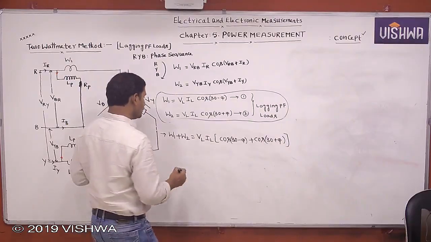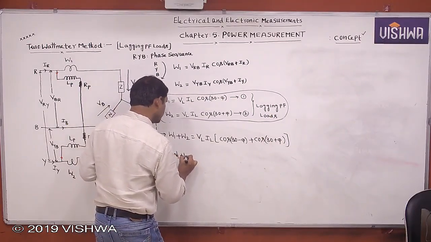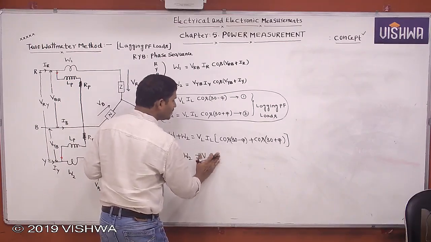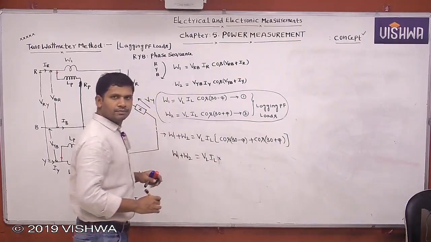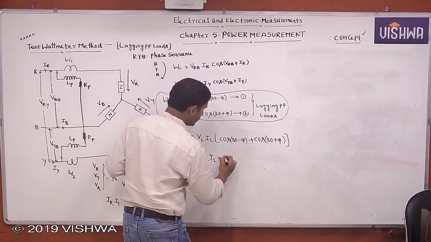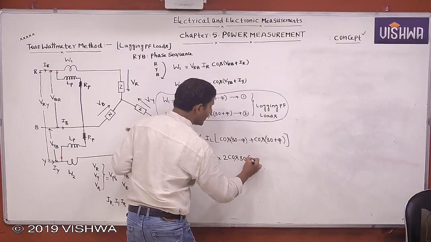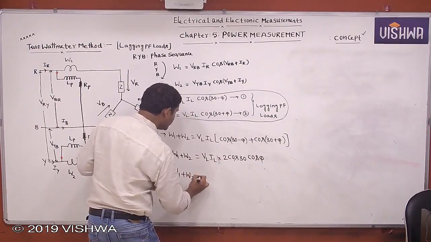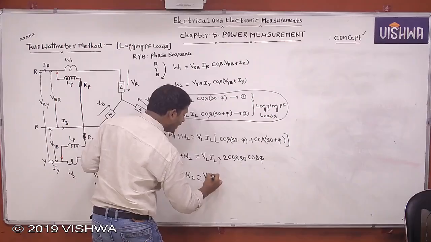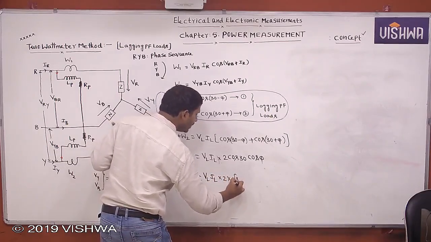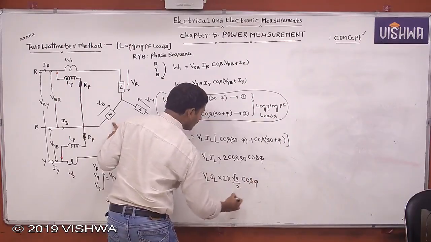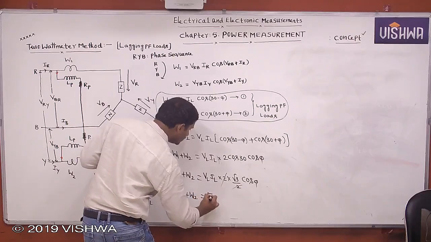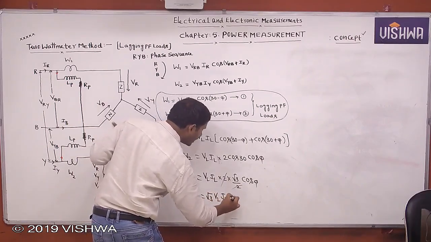Okay. Now W1 plus W2 equals VL IL into cos(A − B) plus cos(A + B), which is 2 cos A cos B. It's 2 cos 30 cos φ. Then what you get: W1 plus W2 equals VL IL into 2 into cos 30, which is root 3 by 2, cos φ. Then the 2 cancels. Then W1 plus W2 is root 3 VL IL cos φ.